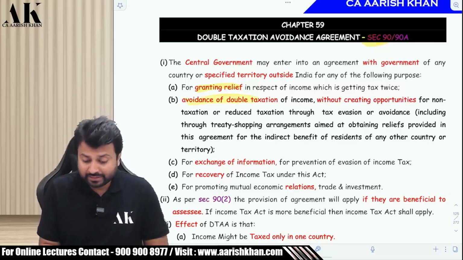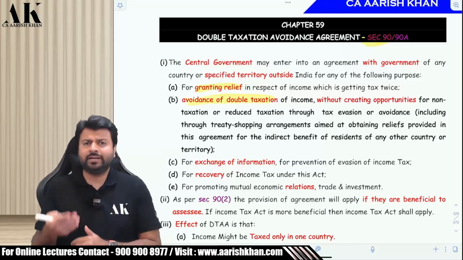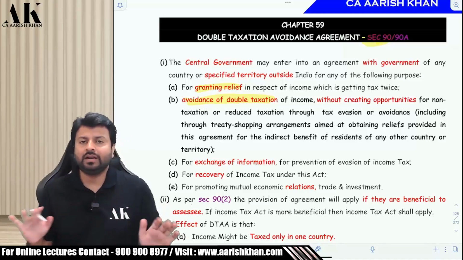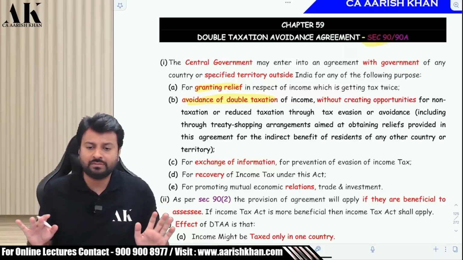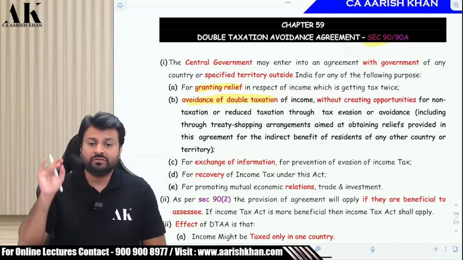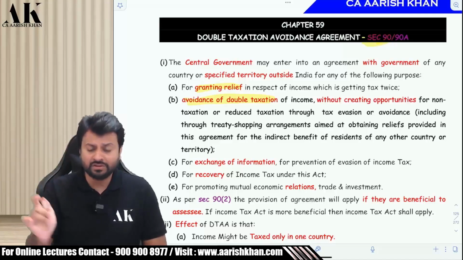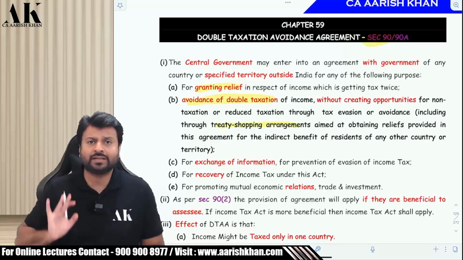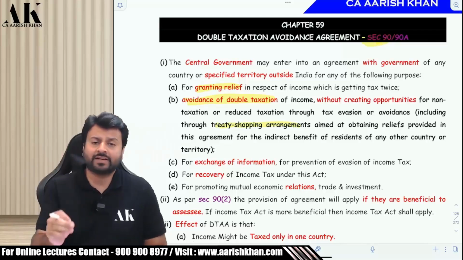Second, they will enter into DTAA with foreign country for avoidance of double tax. The Indian government does not want to have any kind of double taxation, but at the same time, they don't want to give unnecessary opportunity to the tax evaders. So we don't entertain any kind of tax evasion. We do not entertain any kind of treaty shopping arrangement. All these things are not allowed by the income tax department. This is the objective reflected in section 90.